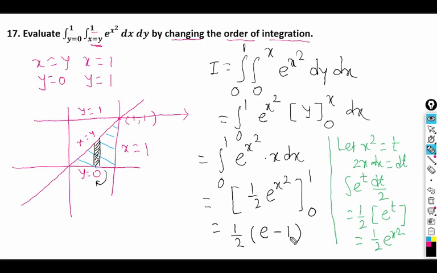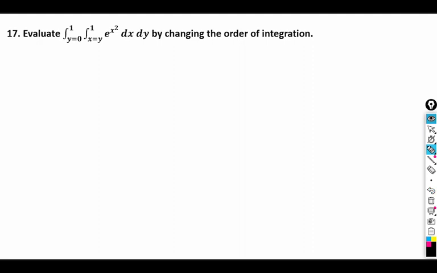See the calculation. How many steps? 3-4 steps always. Generally, the change of order calculations are really simple. The main task is to draw the region of integration, decide the region of integration, change the position of the strip, change the order, and then integrate. So these are the steps that we have for changing the order and getting the answer. 1 by 2 e minus 1. That's the answer for example 17.